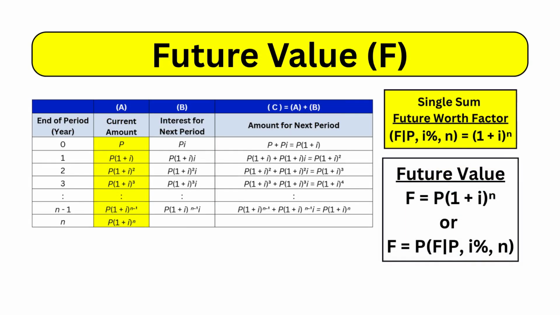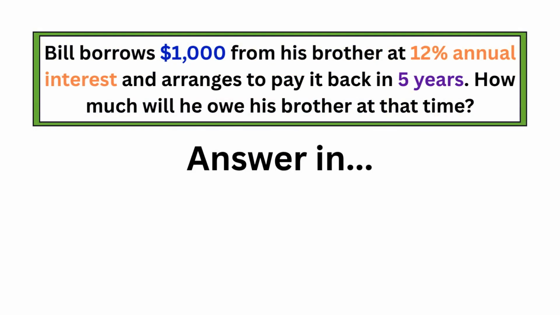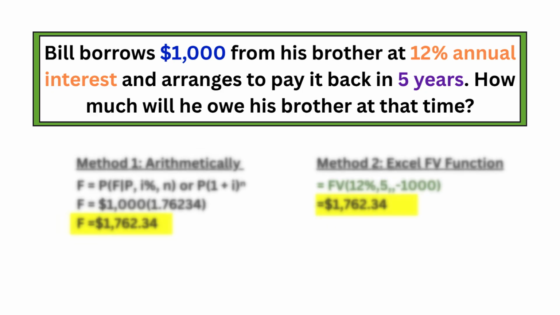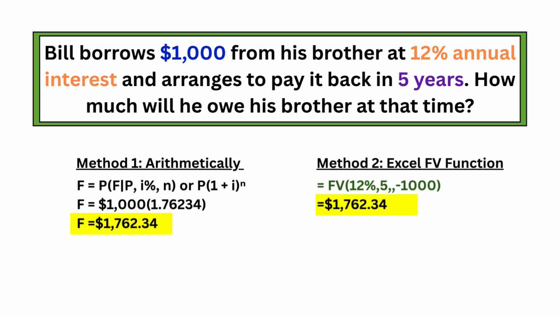Engineers often use shorthand for this and other similar relationships. They call (1 + I) to the N power the single sum future worth factor, written as shown, and rewrite the future worth equation as follows. Now let's try a quick example. Pause the video if you want to solve it yourself. If you got $1,762.34, you got it right.